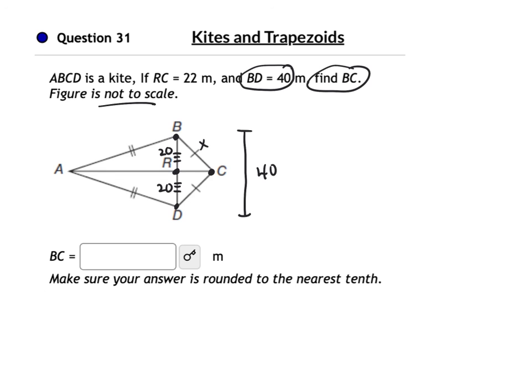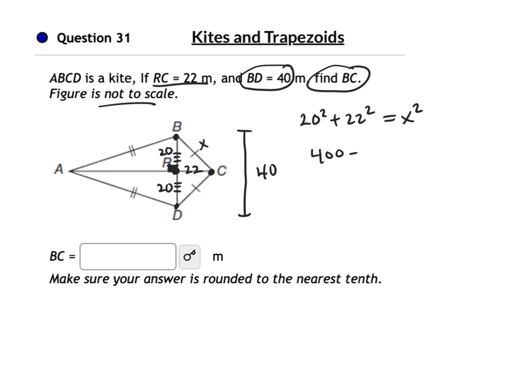What we want to find is BC. Well, I know that RC is 22, so this length is 22. And it's just Pythagorean theorem. The diagonals of a kite are perpendicular. I can use Pythagorean theorem then because I have right triangles. That's 20 squared plus 22 squared equals x squared, where x is BC.